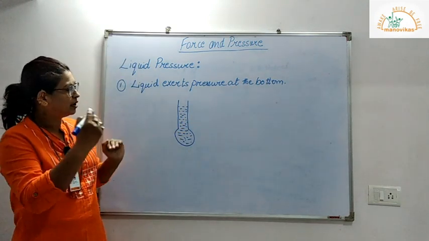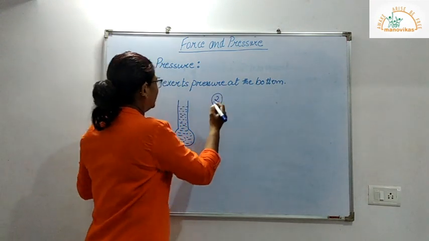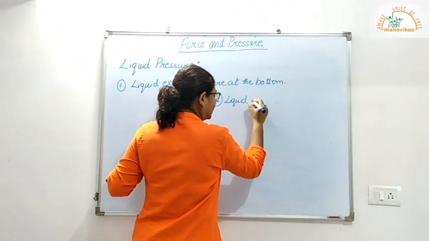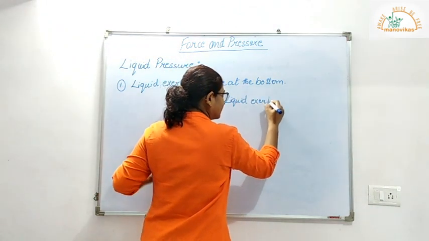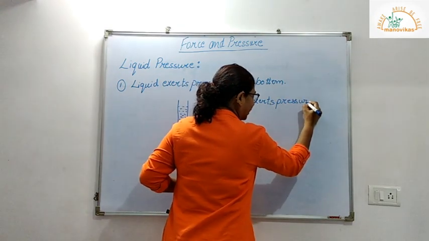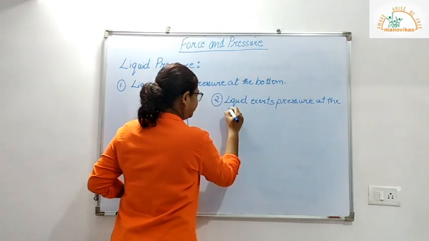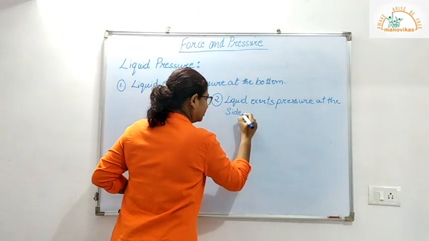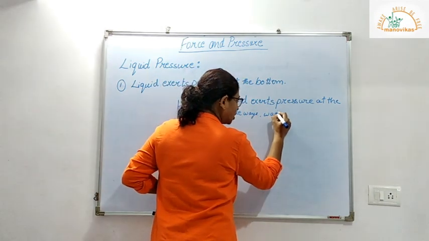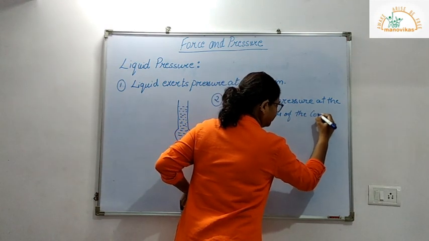This tells you that liquid exerts pressure at the bottom. Moving on to the second example, that is liquid exerts pressure sideways, that is the walls of the container.